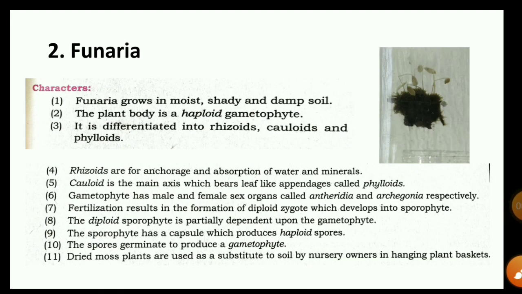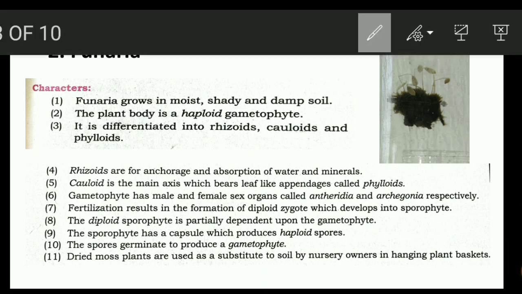Now, the next specimen is Funaria. Now, Funaria is a plant which belongs to the division Bryophyta. So, just like other bryophytes, it also loves moist, shady, and damp soil. That means basically it requires some amount of wetness. Okay. So, the plant body here is haploid gametophyte. Now, understand this. What do you mean by haploid gametophyte? So a haploid gametophyte basically means a plant body which consists of all haploid cells. Okay, so the entire body is made up of haploid cells.